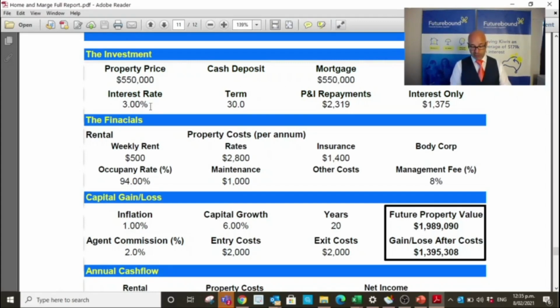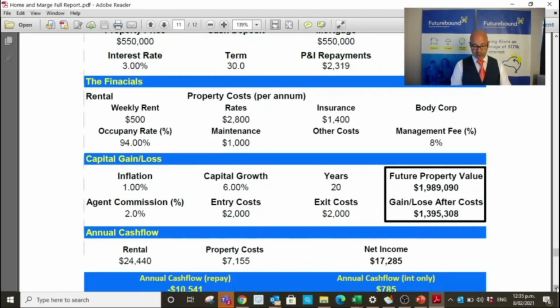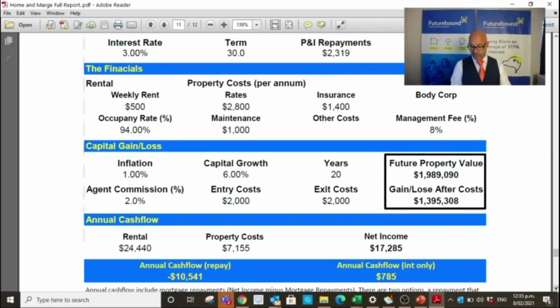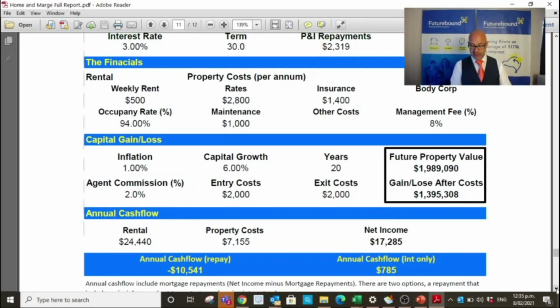We've got an interest rate of 3%. We've got a 30-year term, and this shows you what the mortgage repayments would be if they were P&I, principal and interest, versus interest only. In this example that we're looking at today, we are assuming interest only, which you can have for 5 years if you are an investor, and after 5 years you can either choose to go onto P&I, or basically you change banks and a new bank will give you another 5 years.